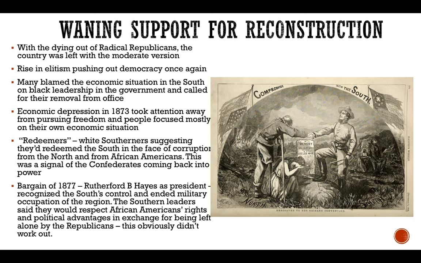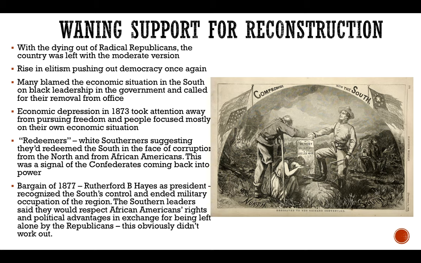There was an economic depression in 1873 that took attention away from pursuing freedom, and people were mostly focused on their own individual economic situation at this point. So things could happen behind the scenes that people weren't going to be outraged by because they were so focused on their day-to-day survival. There was a group that called themselves the Redeemers, that were white Southerners, saying that they were redeeming the South in the face of corruption from the North and from African Americans, and that this was sort of a signal that Confederates were coming back into power.